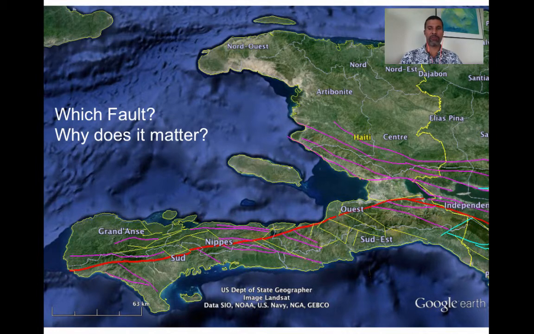Okay, so if we summarize this quickly, we can see the main Enriquillo fault there running through the south part of Haiti in red, but there's all these other faults, these little yellow faults and these purple faults that are coming off. Which fault exactly did this occur on? Probably one that's unmapped. It might be that little yellow fault by the west there. It does matter, of course, because the Enriquillo fault could still be accumulating strain. As you can see from this image, it goes right through the southern part of Port-au-Prince.